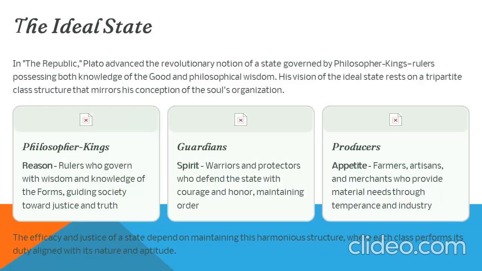The ideal state. In the Republic, Plato advanced the revolutionary notion of a state governed by philosopher kings, rulers possessing both the knowledge of the good and philosophical wisdom. His vision of the ideal state rests on a tripartite class structure that mirrors his conception of the soul's organization.